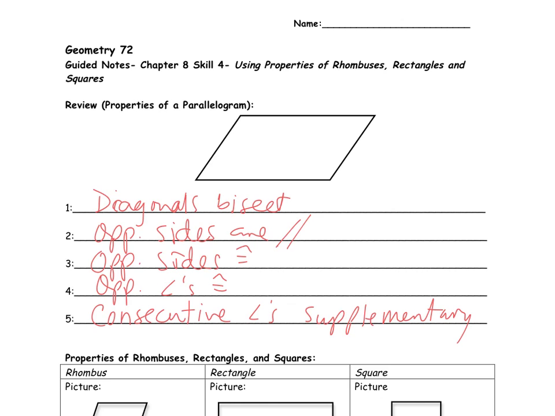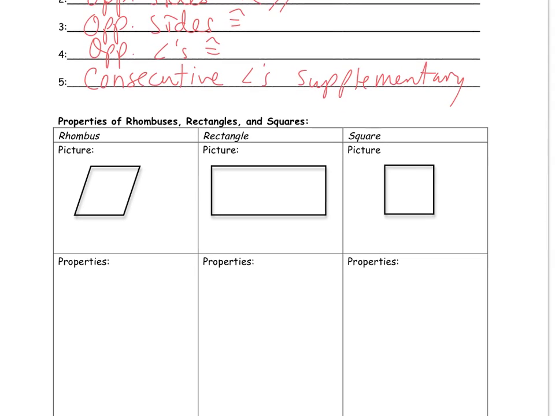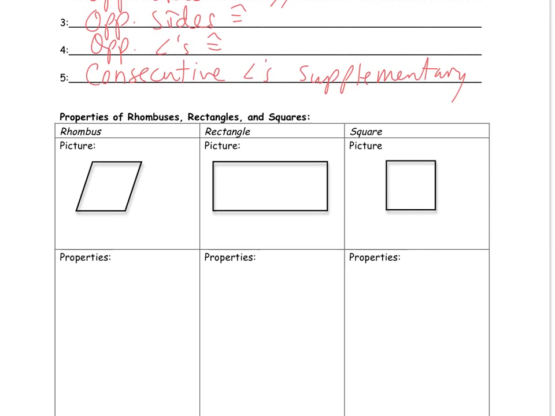Okay? All right. So as we work through, we're going to talk today about these three new ones: a rhombus, a rectangle, and a square. All right, so what makes a rhombus a rhombus? Anybody know? Okay, well, in a rhombus, you have four congruent sides.